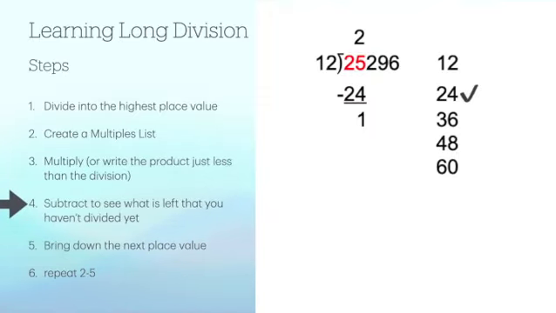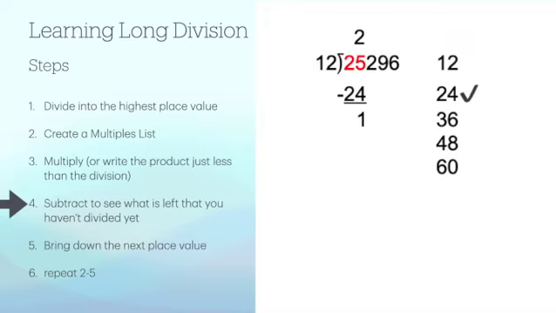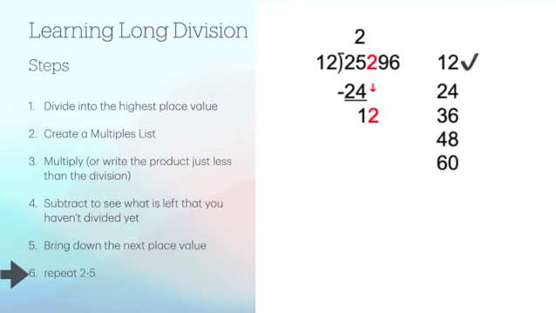12 goes into 25,000 more than 2,000 times. And 2,000 times 12 is 24,000. So now I'm going to take those 24,000 out and see what remains. Well, it's going to be 1,000 something that remains. Bring down my next place value, which is my hundreds place. And then I do my division again. You're going to repeat these steps over again. So 12 goes into 12 once. I put a 1 above the 2, and then I multiply it, and I subtract it.